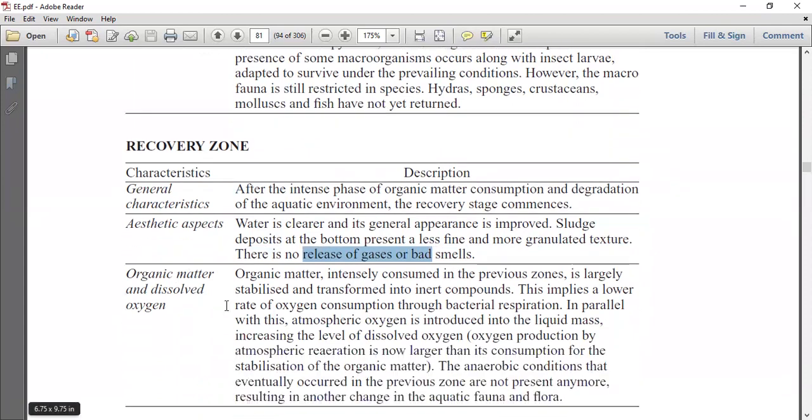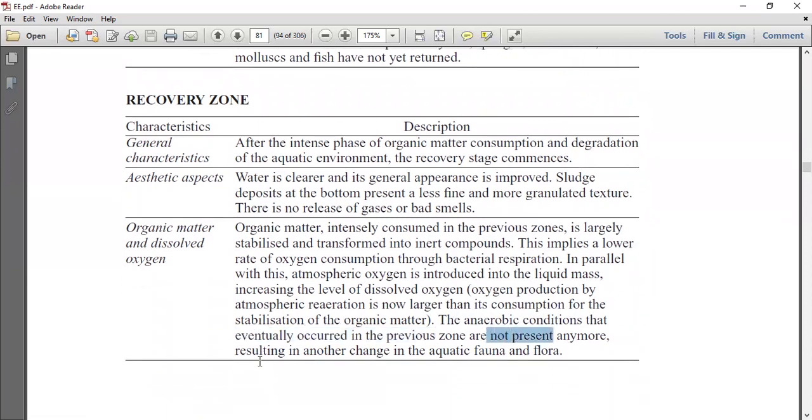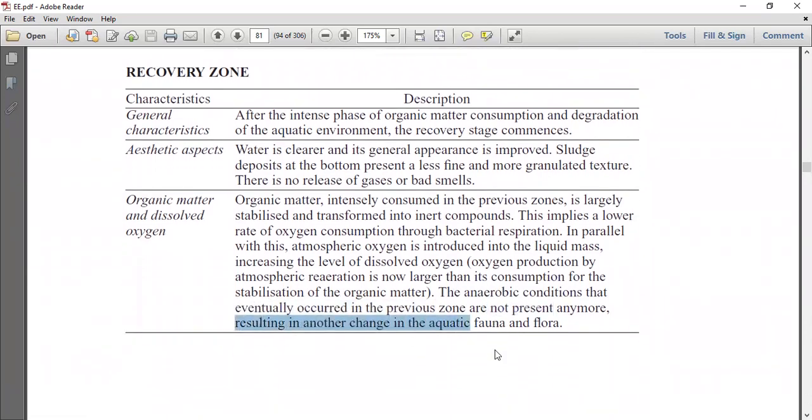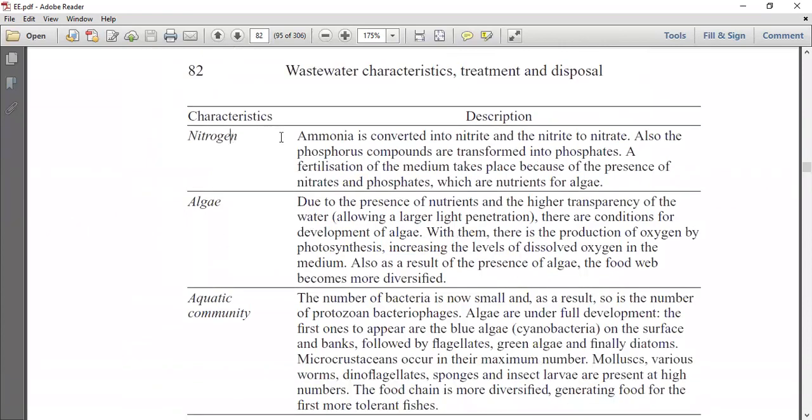Organic matter and the dissolved oxygen. Organic matter intensely consumed in the previous zone is largely stabilized and transformed into inert compounds. This implies a lower rate of oxygen consumption through bacterial respiration. In parallel with this, atmospheric oxygen is introduced into the liquid mass, increasing the level of dissolved oxygen. The anaerobic conditions that eventually occurred in the previous zones are not present anymore, resulting in another change in the aquatic fauna and flora.